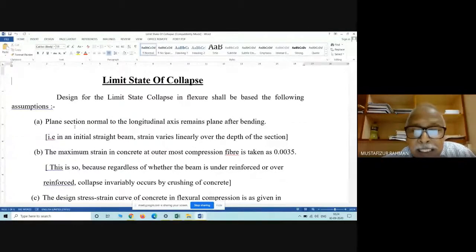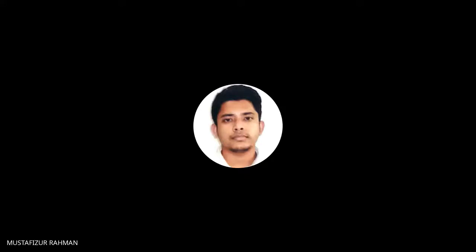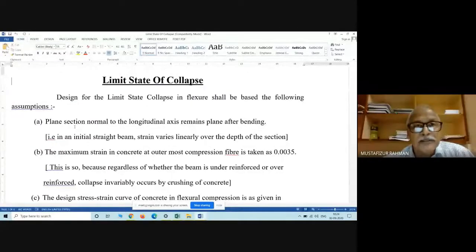Now, out of these assumptions, study the chapter on bending stress distribution. A beam consists of slices having dimensions of breadth and depth. When you slice along the longitudinal axis, it converts to a beam.